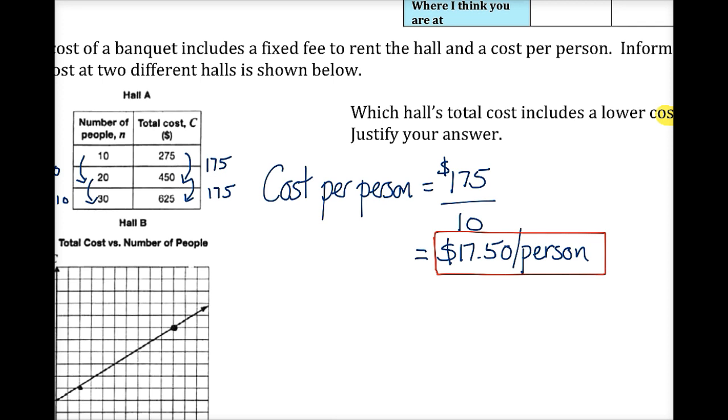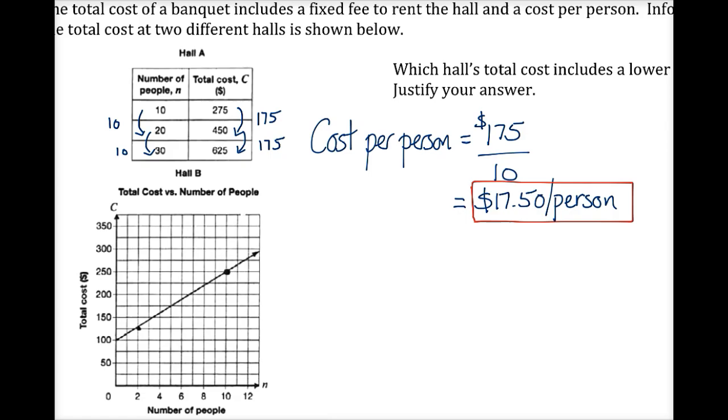Now, we didn't ask you in this question for the initial value, but if we wanted to find the initial value, if we know that it's $17.50 per person, and then if we look at the first row of our table over here, and we see that 10 people cost $275, well, if we subtract off $175 for those 10 people, in other words, go back in the table, we'd see that the base cost, or the initial fee, is $100. So we're starting off at $100, and then we're going up by 175 more for each 10 people added. Doesn't ask that, but if you were asked to find the initial value, that's what you would do.